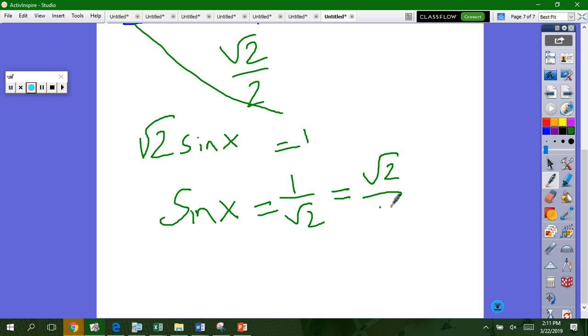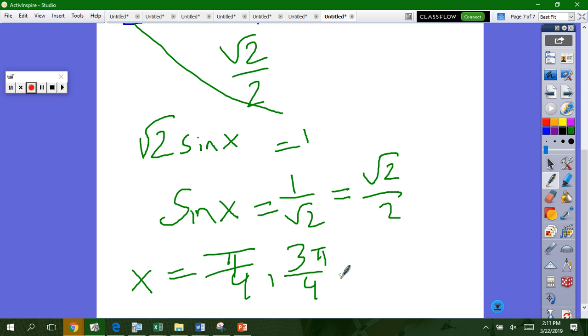Where does sine equal root 2 over 2? Now, this is like last time's homework, isn't it? Where does sine of x equal root 2 over 2? Pi fourths and 3 pi fourths. So once again, this is just my quick way of doing it, right? Should I do individuals? Sure, but do you get what I'm doing here, though? Where n belongs to the integers.